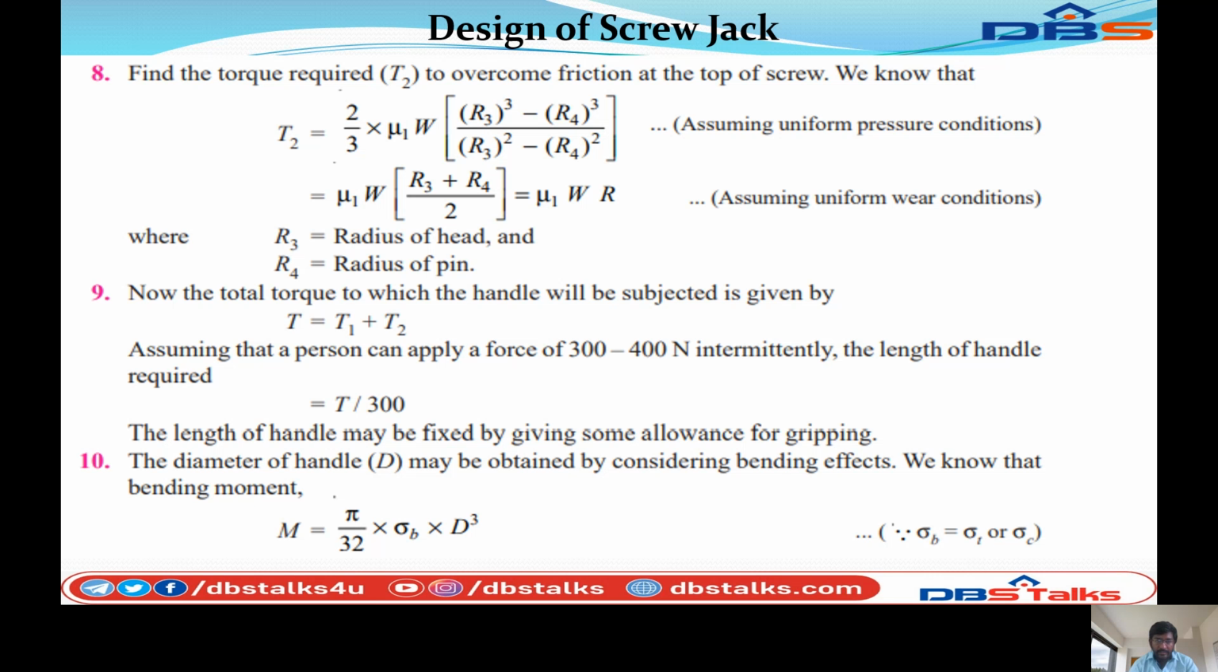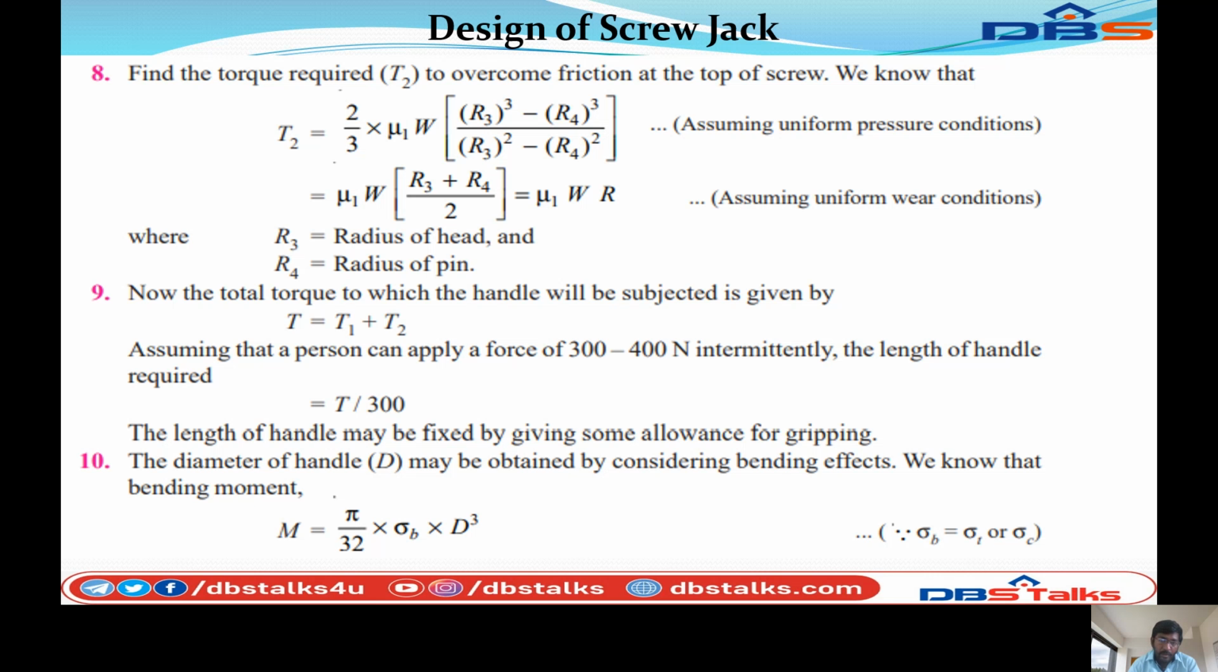So next, for the non-uniform pressure condition, the torque formula is T2 equal to 2 by 3 into mu c into W into R3 whole cube minus R4 whole cube by R3 whole square minus R2 whole square. This formula is also seen in the Jaladan data book, for the torque required to overcome the collar friction under the uniform pressure condition.